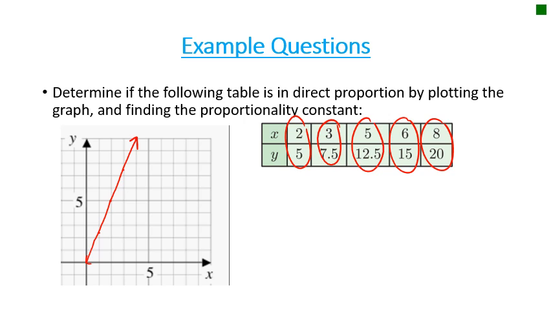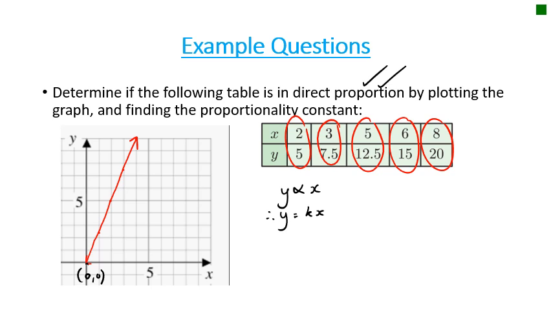Now obviously I can't fit some of the other coordinates on this graph, but I've got my straight line. So it says determine if the following table is in direct proportion by plotting the graph and finding the proportionality constant. Again, we know it's a straight line, so that means direct proportion. We know it passes through the point 0, 0. So again, direct proportion. Now we just need to find the proportionality constant. So y is going to be in direct proportion to x. Therefore, y must equal our constant times our x.